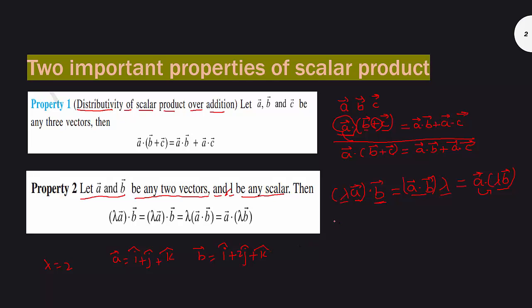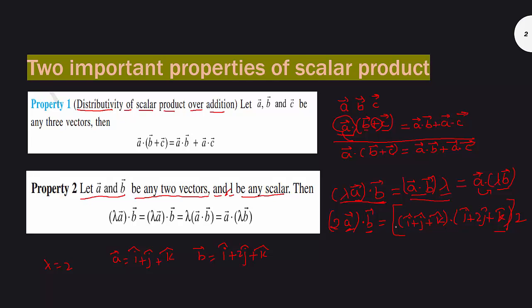Now 2 times vector A dot vector B is equal to what? See here, first I can make the dot product of A and B, that is (i cap plus j cap plus k cap) dot (i cap plus 2j cap plus k cap), and then I can multiply with 2. Clear? That's what they are explaining here.